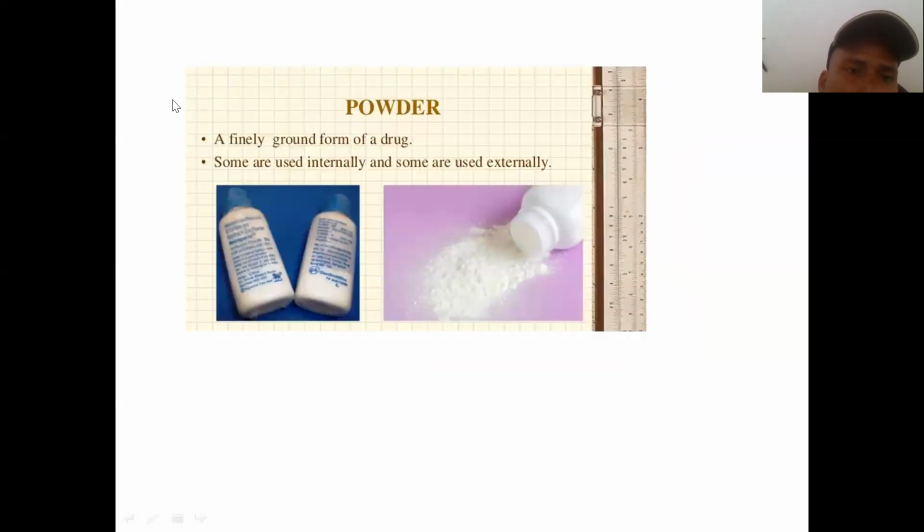The next one is powder. It is finely ground, you can see this one of a drug. Some are used internally, and some are used externally. So it has both uses, meaning it is used externally as well as internally.